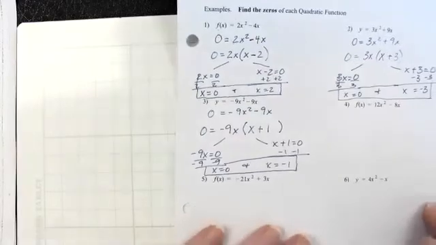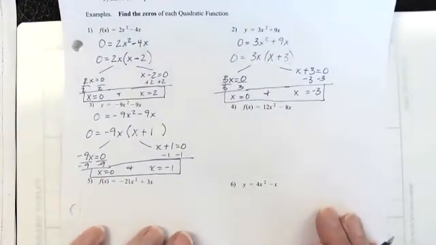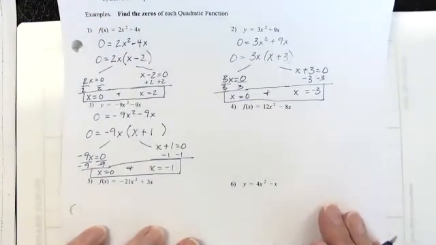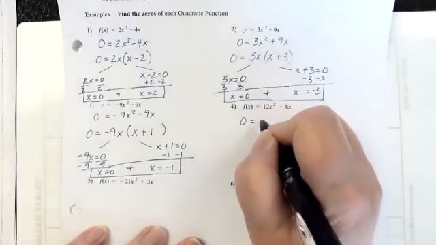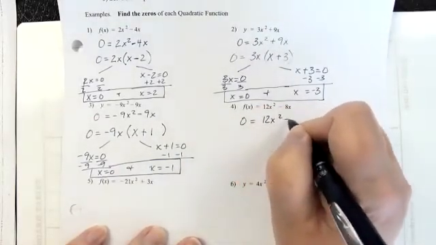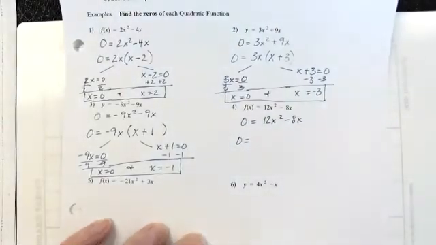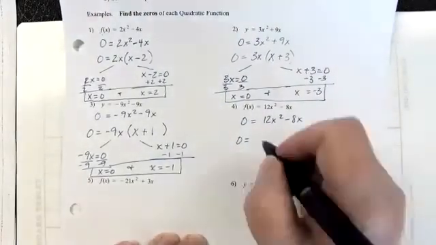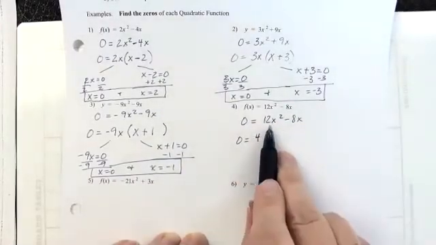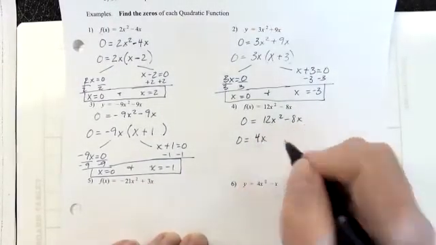Okay, number 4. F of x equals 12x squared minus 8x. So we'll say 0 equals 12x squared minus 8x. The greatest common factor of 12 and 8 is 4, so we'll factor out a 4. And the greatest common factor of x squared and x is x, so we'll factor out a 4x.